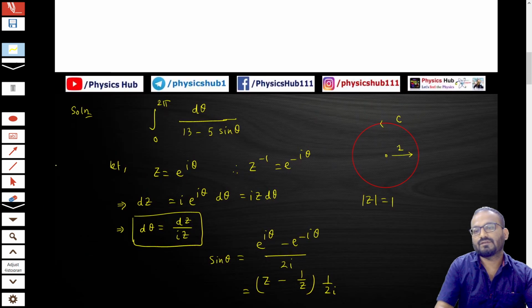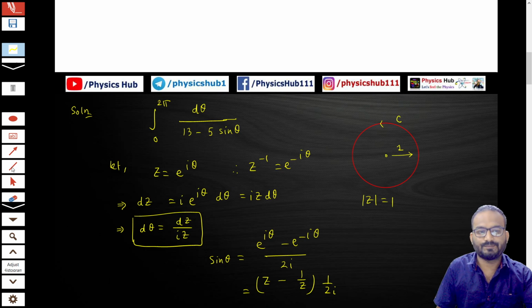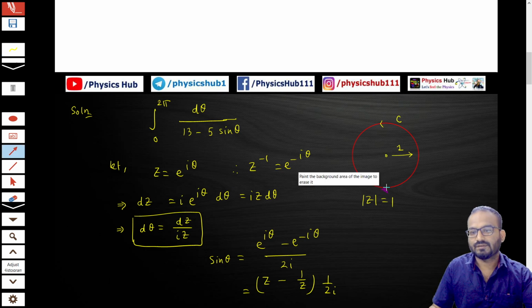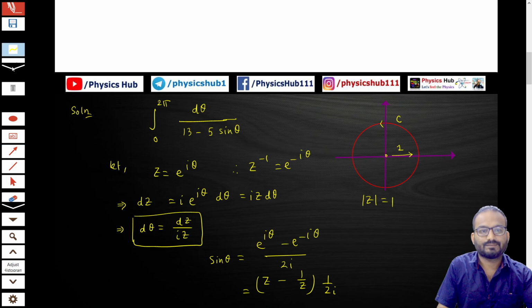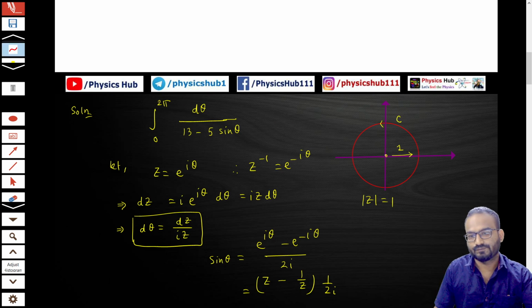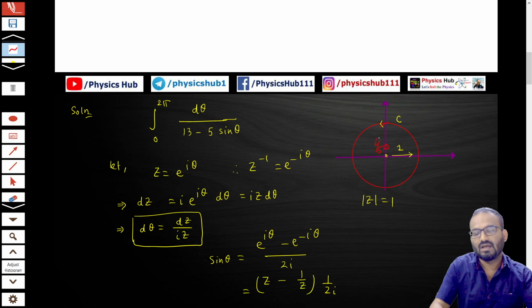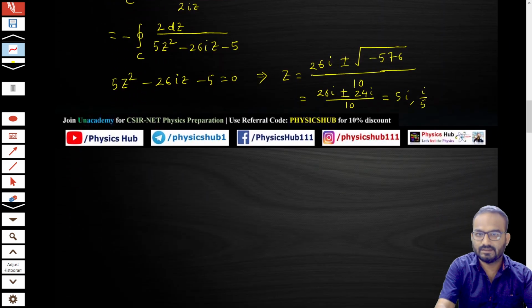So you can see this is our contour, and this is our y-axis, meaning the i-axis actually. Okay, this is the x-axis. So it is like this. 5i is outside the contour. Okay, this is i, 2i, 3i, 4i, 5i. So 5i is outside the contour, but i by 5 will be somewhere like this. This is i by 5. So only i by 5 is lying inside the contour.